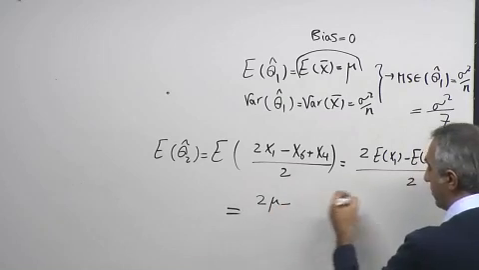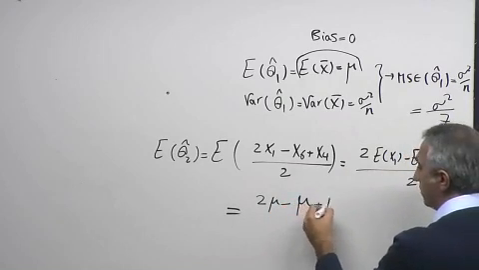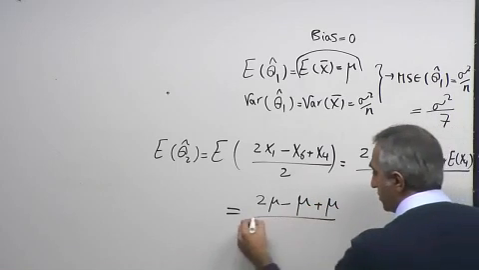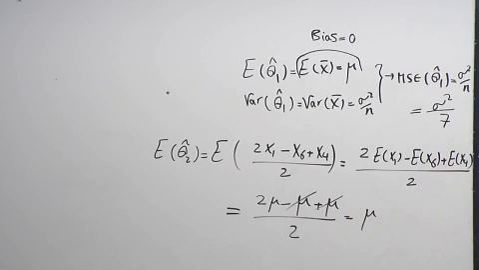How about the expected value of x6? Mu again, and this one, mu. Divided by 2. So this is mu. So the second one is also an unbiased estimator, because the expected value of the second one is also mu. Let me just double check. Yeah. Okay? So the bias is also 0.